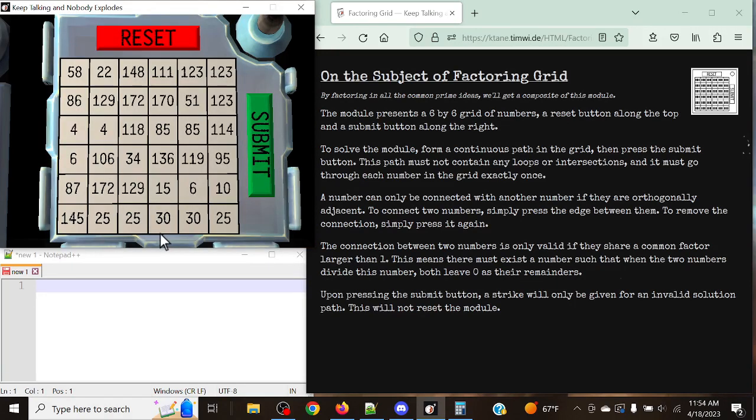Hello there everyone, my name is Crazy Caleb and welcome to Factoring Grid. This module is a 6x6 grid of numbers that have the range of 1 to 3 digits in them. And what we're going to be doing here is actually going to be very simple.